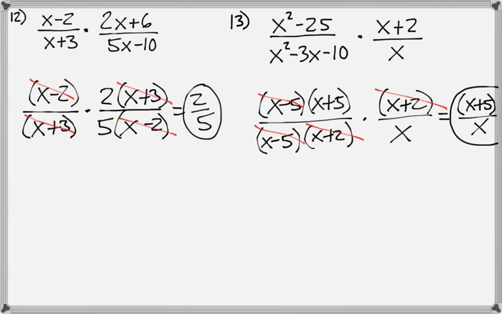Now, one common mistake is that people will do all of this, they'll get to this part, and then they'll cancel out the x's, and they'll just put 5 as the answer. Make sure not to do this. This is not what you want to do, because this is not an x, this is an x plus 5. And the only thing that will cancel out with an x plus 5 is another x plus 5.